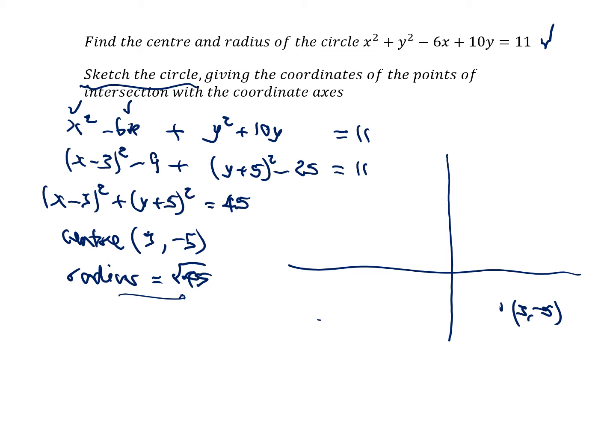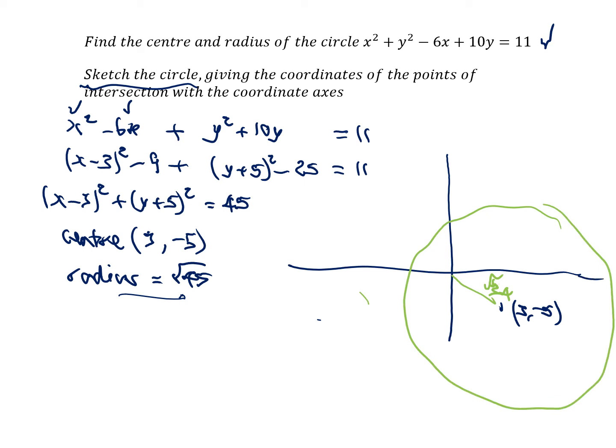So what I need to do is find out the length of that line there. And I can do that with Pythagoras. So that would be the square root of 3 squared plus 5 squared. 3 squared plus 5 squared is 34. And root 34 is actually smaller than the radius. The radius is root 45. Now root 45 obviously is bigger, so that means that the circle looks something like that.